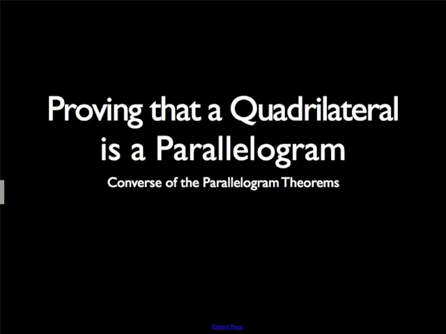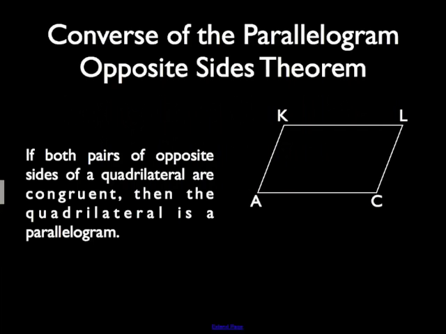Now that we know the properties of parallelograms, we're going to learn the converse of all of those wonderful theorems so that we can prove that quadrilaterals are parallelograms. So our first theorem is the converse of the parallelogram opposite sides theorem, which states that if both pairs of opposite sides of a quadrilateral are congruent, then the quadrilateral is a parallelogram.